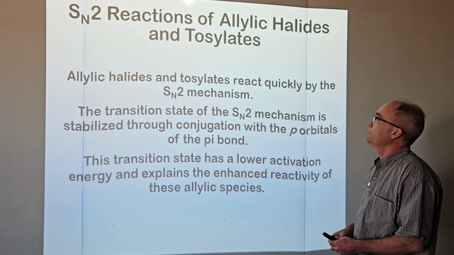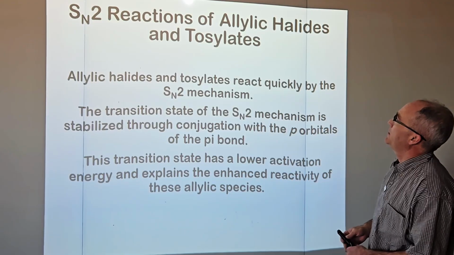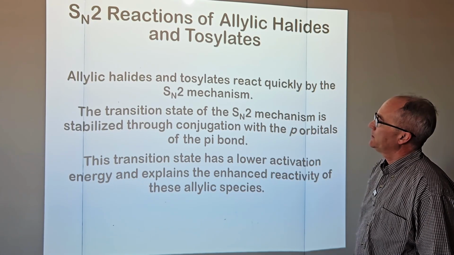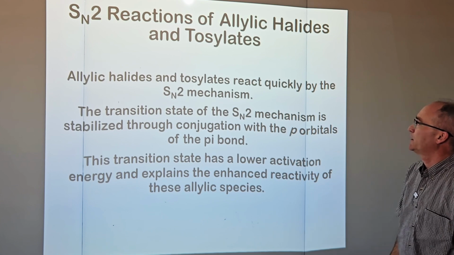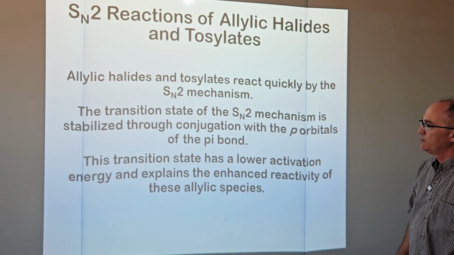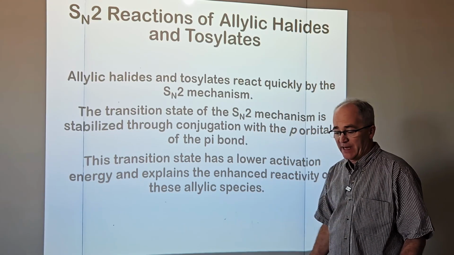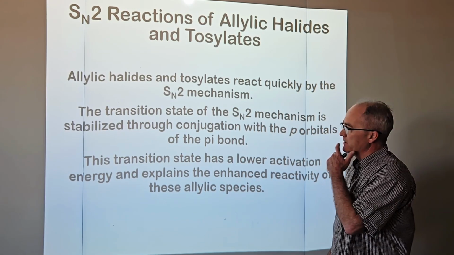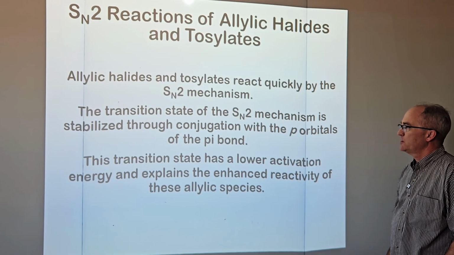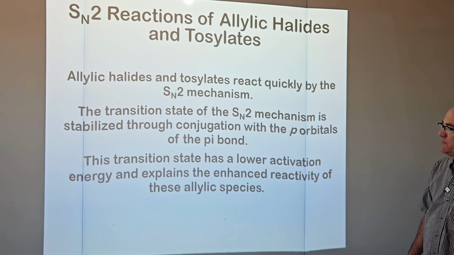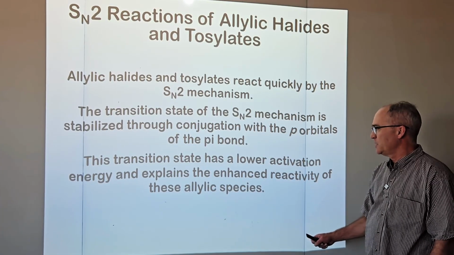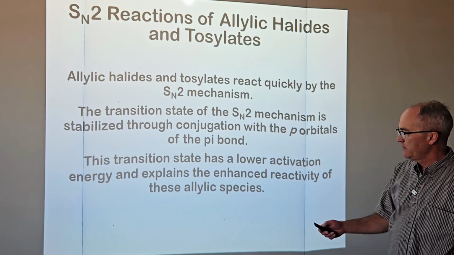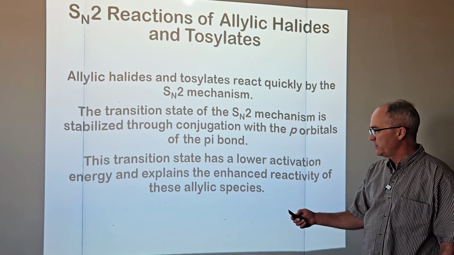So substitution reactions can occur in the allylic position if we put a halide or a tosylate. Allylic halides and tosylates react quickly by an SN2 mechanism. Probably the fastest substrate for an SN2 mechanism, and it's stabilized through conjugation with the p orbitals of the pi bond. This transition state has a lower activation energy and explains the enhanced reactivity of an allylic species.